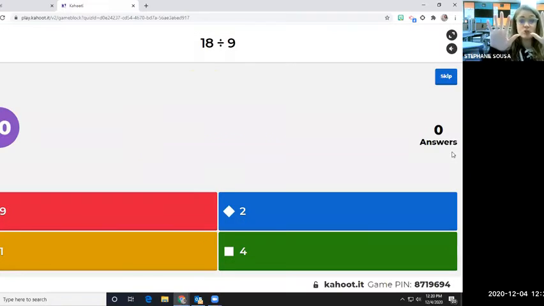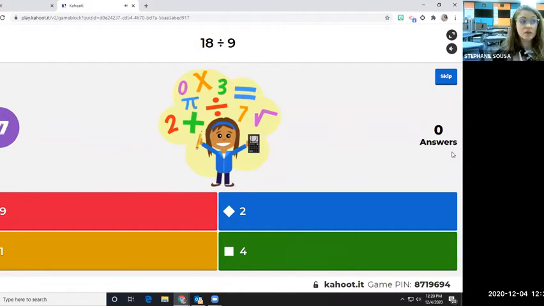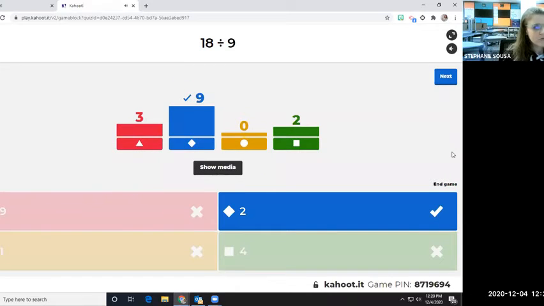18 divided by 9. Use your fingers. Okay, 9 of you. I'm not too upset by that. 9s are tricky. This is a double. 9 plus 9 is 18, so 2 of them would fit inside. You can also use your fingers to have your 10s and your 1s. And if you go 1, 2, you have 1 ten and 8 ones.